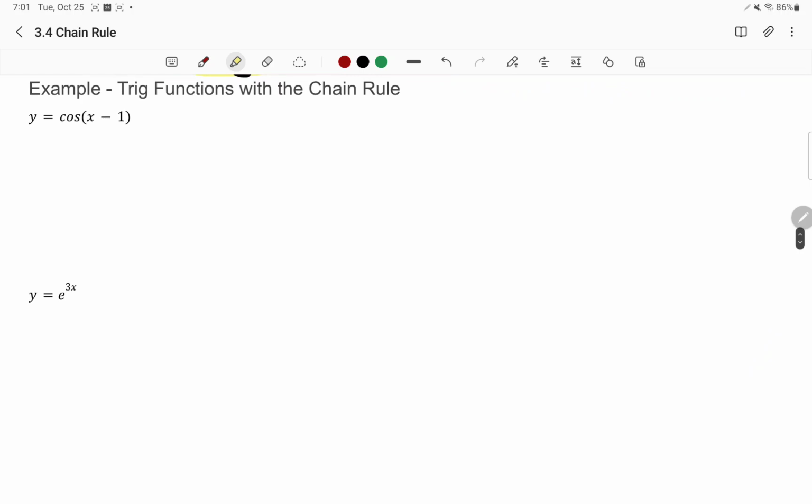So here's 2 more. Go ahead and try these 2 with the cosine of x minus 1 and e to the 3x, thinking about, well, I know these are composites because I have this function inside, and then I also have this function in the exponent of my e. What do I do with that? Go ahead and try these on your own. Identify your inside-outside functions and go from there.